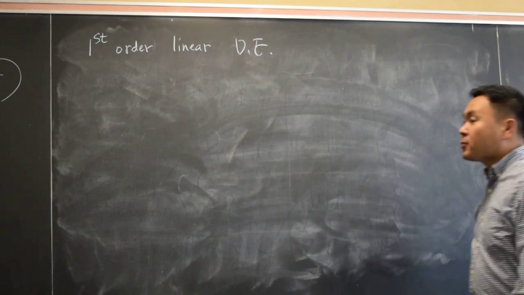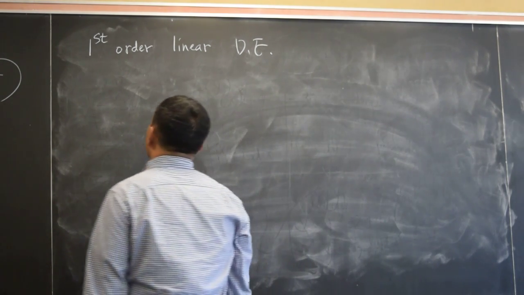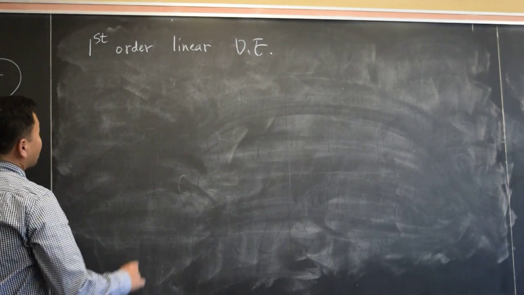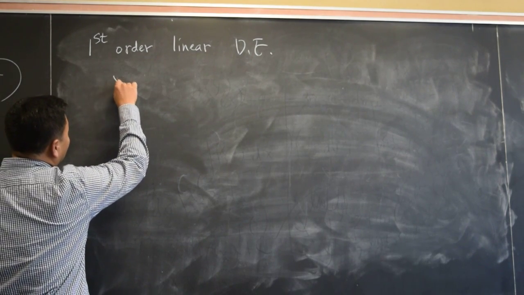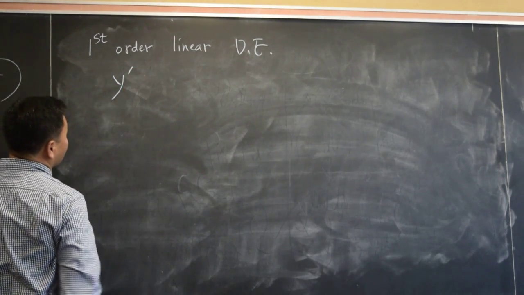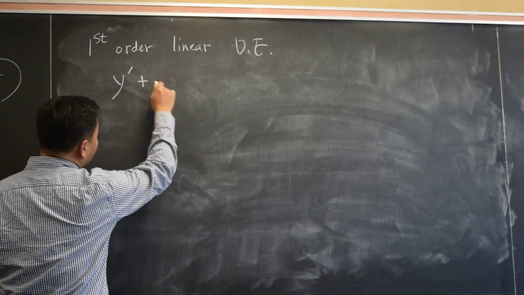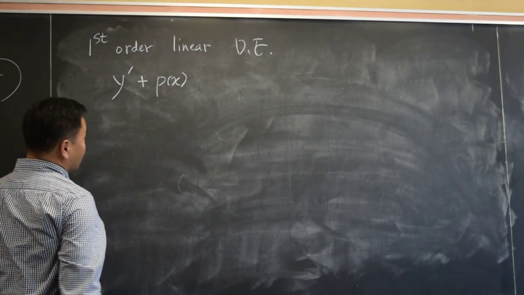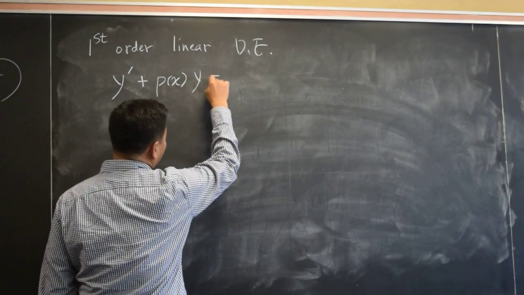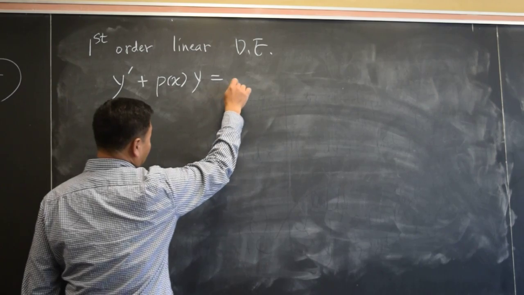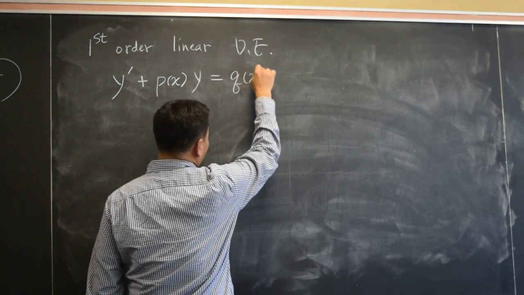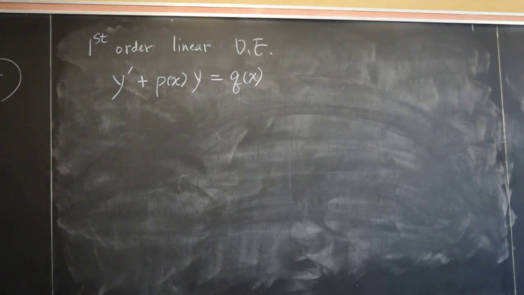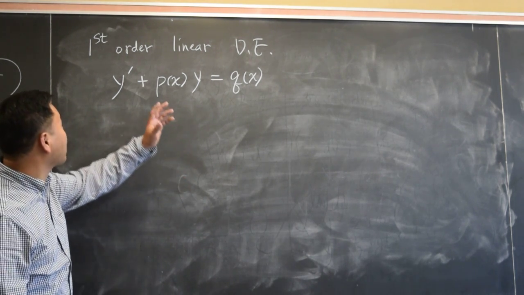Okay. By first order linear, I mean a differential equation of the following form: y prime plus a function of x times y equal to another function of x. Okay, let me first explain the terminology here.